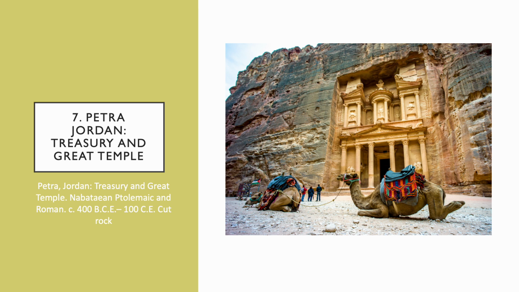Unit 7, Petra, Jordan, Treasury and Great Temple. This captures individual versus the collective because the construction and maintenance of these monumental structures required the collective efforts of architects, craftsmen, laborers, and artisans, which really highlights the collaborative nature of these ancient societies. And individual artisans contributed their unique skills to specific aspects of this architecture itself.